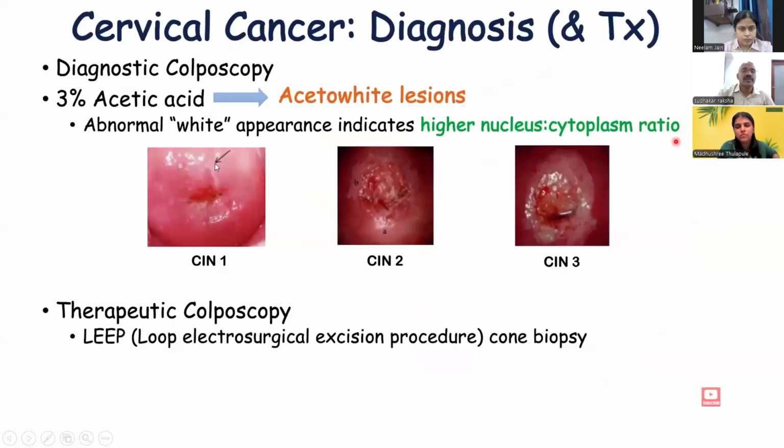So during colposcopy, when the pap smear is abnormal, we will ask for colposcopy. The gynecologist will apply 3% acetic acid on the cervix and wait for some time.